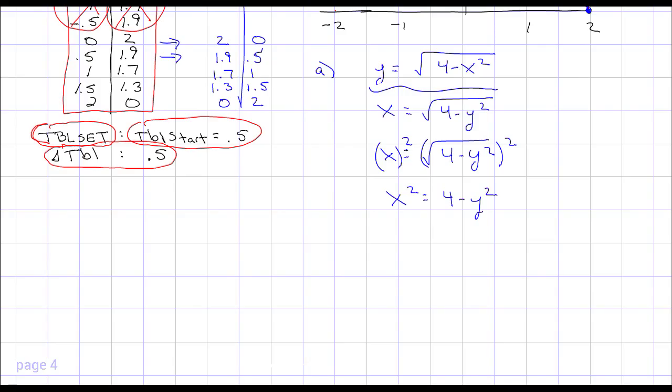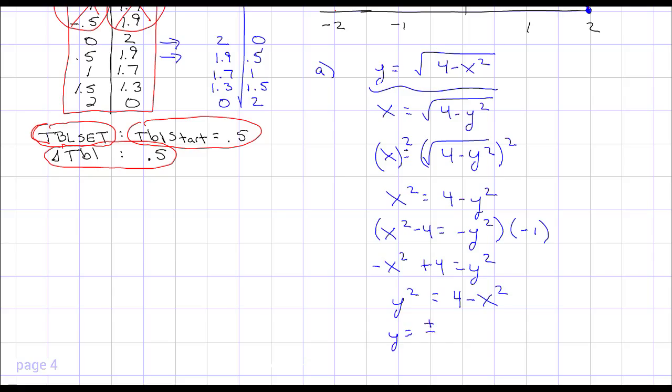This outside square cancels the square root. I'm going to subtract the 4 from both sides. So x squared minus 4 equals negative y squared. Multiply everything by negative 1. So negative x squared plus 4 equals y squared. Again, I'm going to flip the whole equation because I like my y squared on the left. Instead of writing negative x squared plus 4, I'm going to write it as 4 minus x squared. Same thing. Then square root both sides. So plus or minus, because anytime you introduce a square root, you have to say plus or minus, the square root of 4 minus x squared.